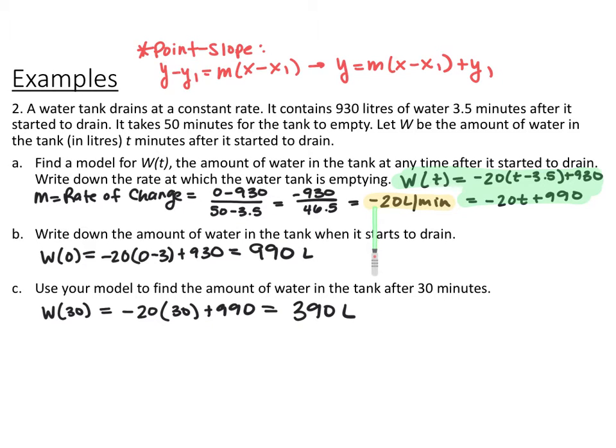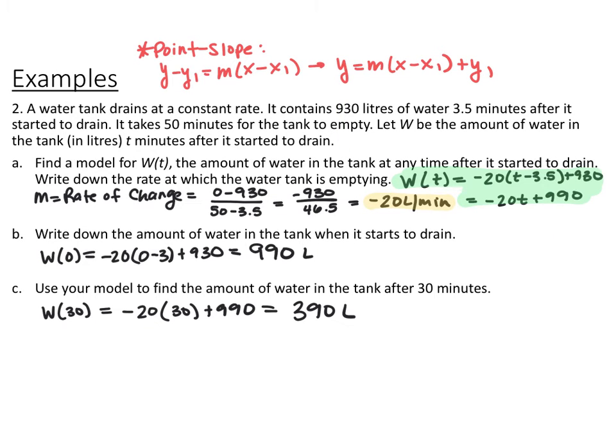So the very first thing that I did when I wrote my model was I wrote it in point-slope form. If you remember back from chapter 4, we talked about point-slope form: y minus your y coordinate is equal to m times x minus your x coordinate. I just moved this y coordinate over, and I used the x, y coordinate (3.5, 930).